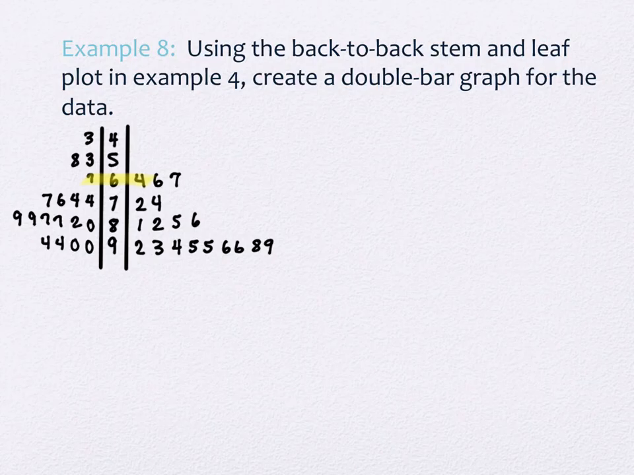So if you remember, the left-hand data is the first exam. The data on the right was the second exam. The tens digit is the one that's in the middle. It's the stems. The leaves are the ones digits out in either direction.